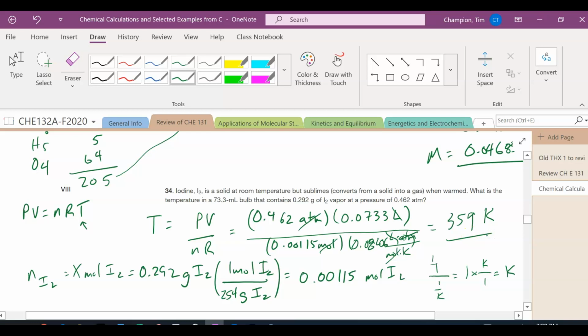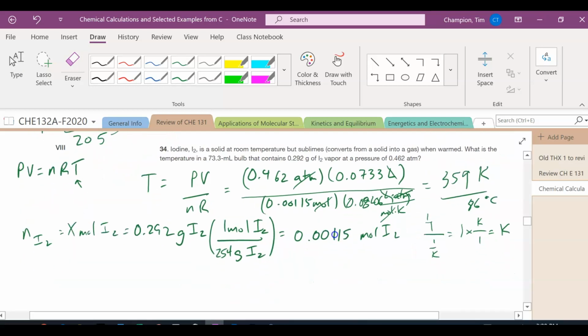Is that a reasonable sort of temperature? Well, in Celsius, I would subtract 273 from that. That would be 86 Celsius, basically, which is going to be pretty warm. But the bulb, we may have been heating the bulb so that it was pretty warm. 86 Celsius, it's around the boiling point of ethanol, for example, a little above it. So not an unheard of temperature in a lab.